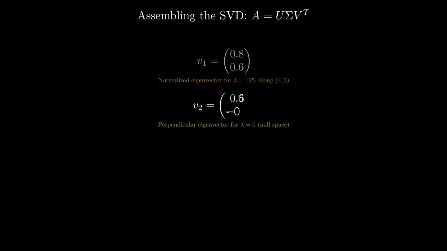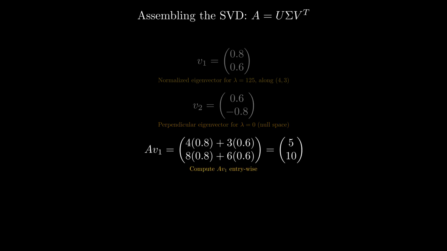Now let's assemble the pieces. The eigenvector of A transpose A for lambda equals 125 points along the direction 4, 3. Normalizing, we get V1 equals 0.8, 0.6. The eigenvector for lambda equals 0 must be perpendicular, so V2 equals 0.6, minus 0.8. That's our null space direction.